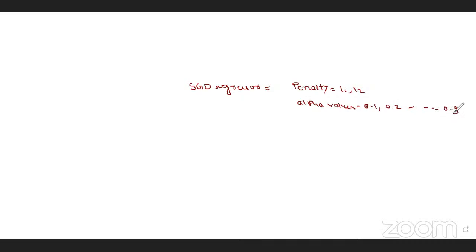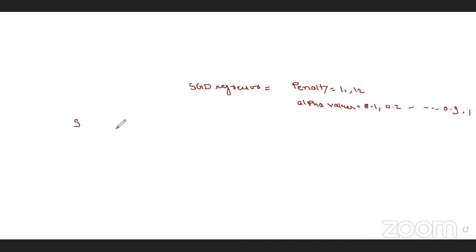So what will grid search do? Grid search will take all combinations. Let's say we have two penalties and 10 alpha values. So what it will do is run 20 times.